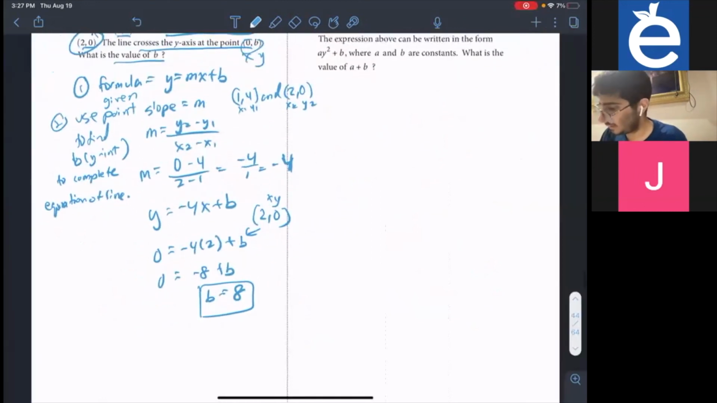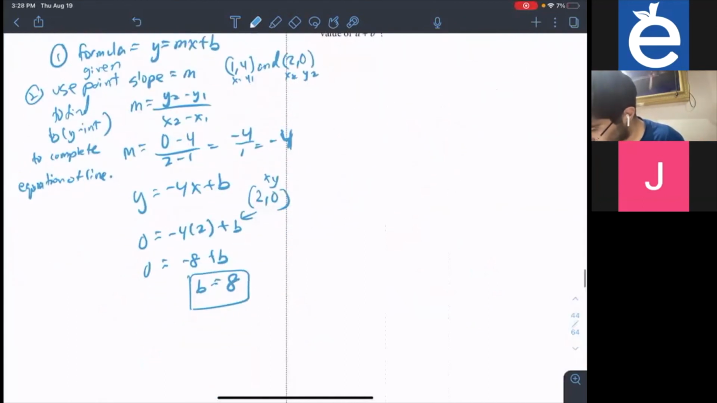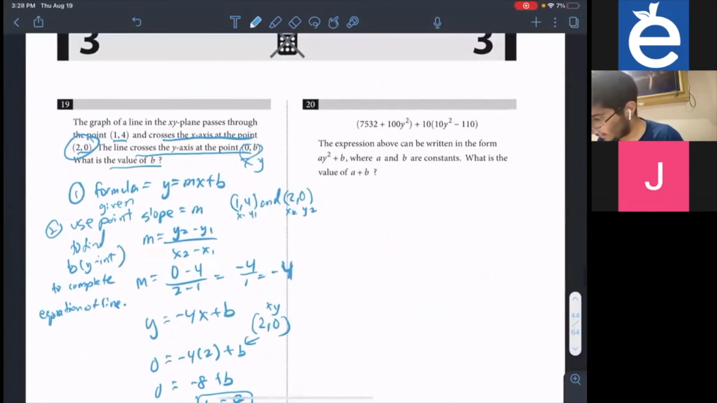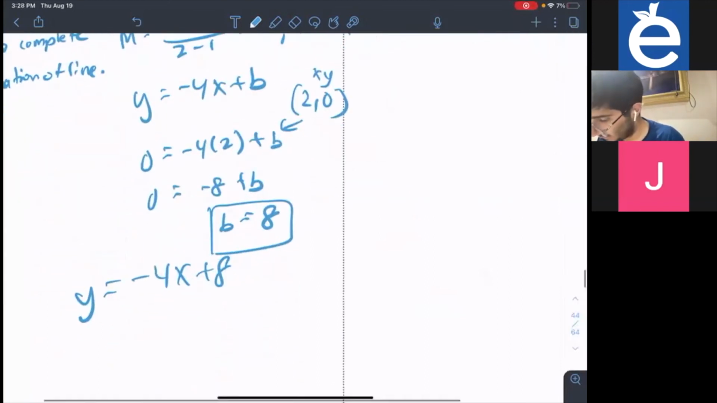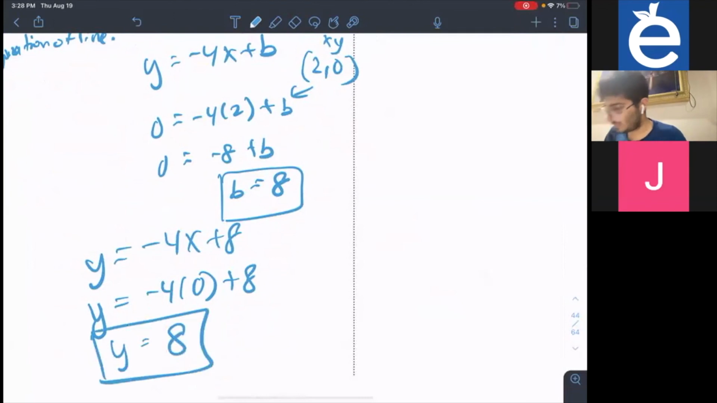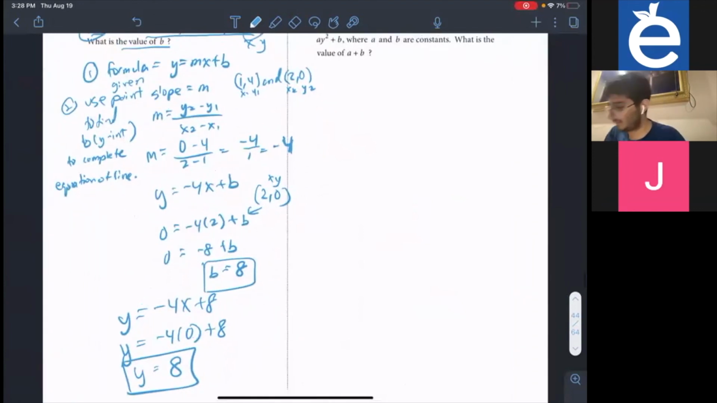Now we can use the point that they're asking us to use to find the value of b. So y is equal to negative 4x plus 8. And they told us 0 for y. So it would be y is equal to negative 4 times 0 plus 8. Y is equal to 8, which is what our answer is. Coincidentally, that is our answer for the choice for what is the value of b. And then if you do that, you get (0, 8), which is the y-intercept.